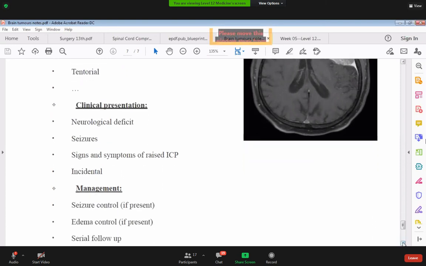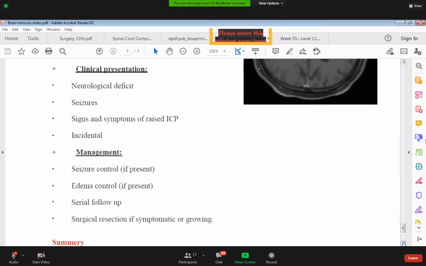Management of these meningiomas: if there are symptoms, you have to control the symptoms. If there are seizures, control the seizures. If there is cerebral edema, try to control it to minimize the symptoms. As this condition is not malignant, if the symptoms are not much, and if surgical resection is not possible in some lesions, but they are asymptomatic, we just keep it on follow-up. If the patient is having symptoms or the lesion is growing, then we have to go for surgical resection.